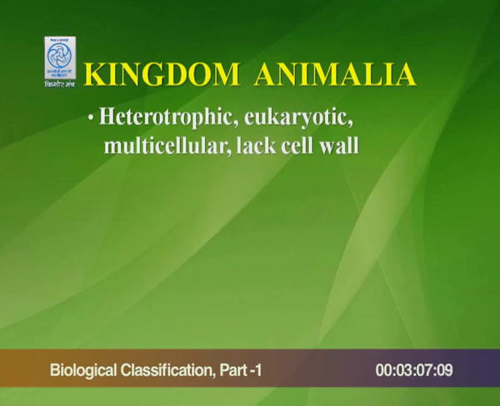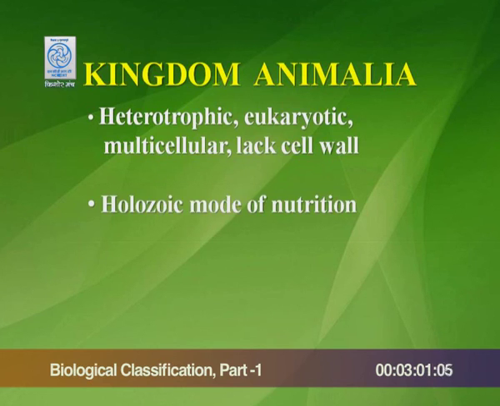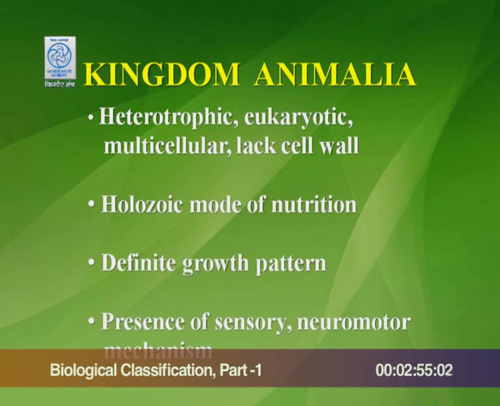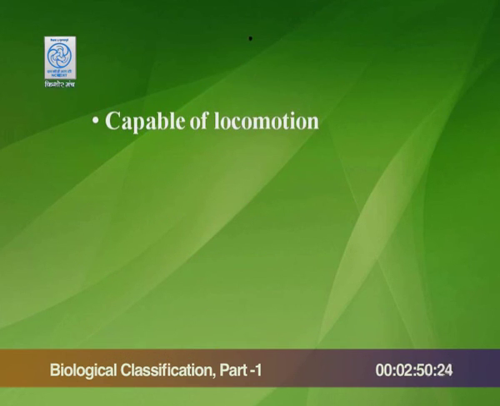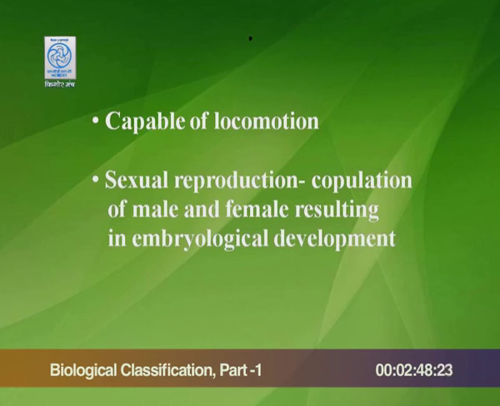They are heterotrophic, eukaryotic, multicellular organisms. They lack cell wall. Holozoic mode of nutrition. Definite growth pattern. Presence of sensory neuromotor mechanism. They are capable of locomotion. Sexual reproduction is by the copulation of male and female, resulting in embryological development.